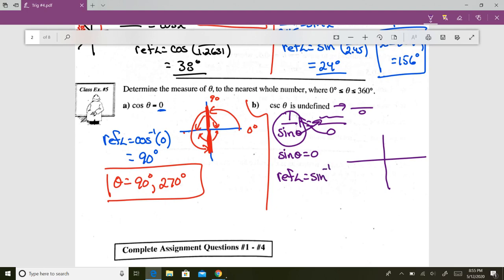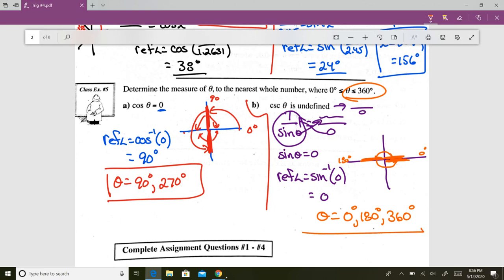That's going to be sine to the minus 1 of 0, which will spit out 0. Now, that means your reference angle is 0. Where's the reference angle of 0? Here. So add 0. And then if you go all the way around to here, which is 180. But then if you go all the way around again, it's there again because our domain is less than or equal to 360. So the three answers are theta is equal to 0 degrees, 180 degrees, or 360 degrees.